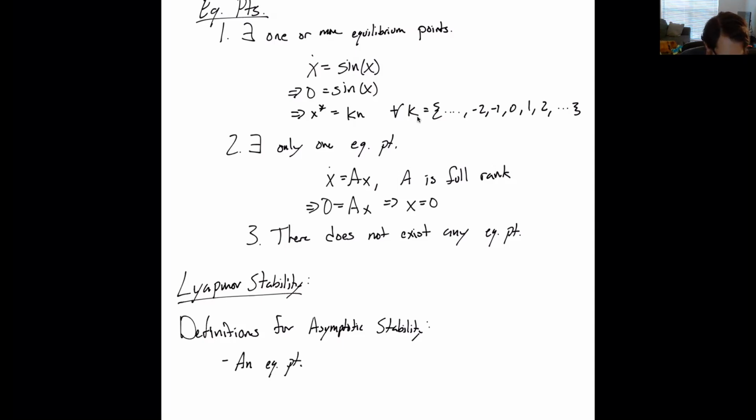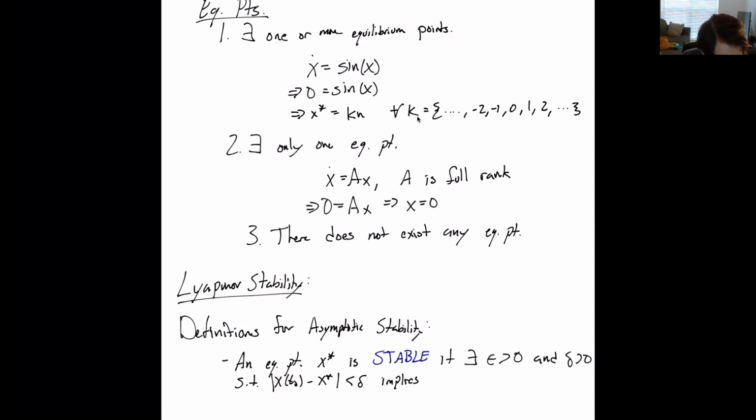x star, is what's called stable if there exists an epsilon greater than 0 and a delta greater than 0, such that the norm of x of t naught minus x star is less than delta, implies that the norm of the solution minus the equilibrium point is less than epsilon for all t greater than the initial time t naught.